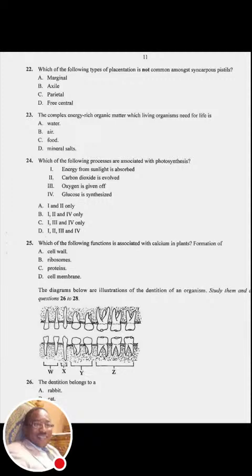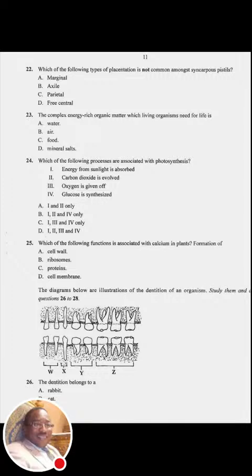Be informed that calcium is actually associated with cell wall formation because the cell wall gives strength to the plant. As you see, a plant cell has a cellulose cell wall, and it also contains calcium that gives strength to the cell wall of plants. It's not ribosome, it's not protein, it's not cell membrane, because the cell membrane contains lipoprotein. Proteins don't have anything to do with calcium. Ribosome is connected with protein and amino acid. So the correct answer to number 25 is A.